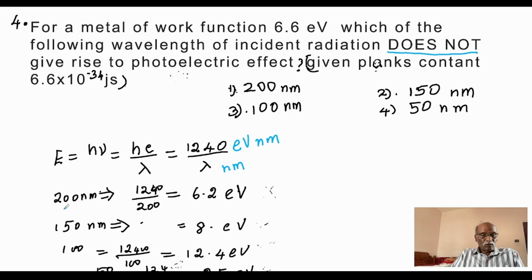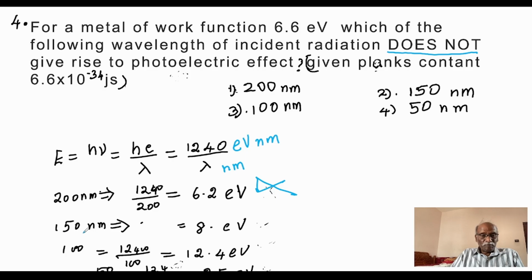Now, 200 nanometer wavelength radiation gives how much energy? 1240 by 200, approximately 6.2 electron volt. How much energy is required? 6.6 electron volt. But this 200 nanometer radiation gives only 6.2 electron volt. Hence, this is the one which cannot give photoelectric effect. We shall see the other cases also.